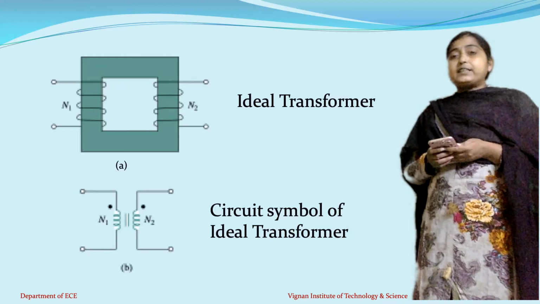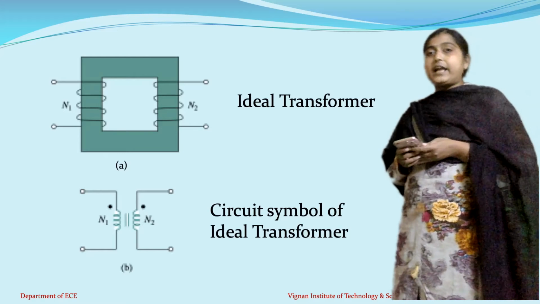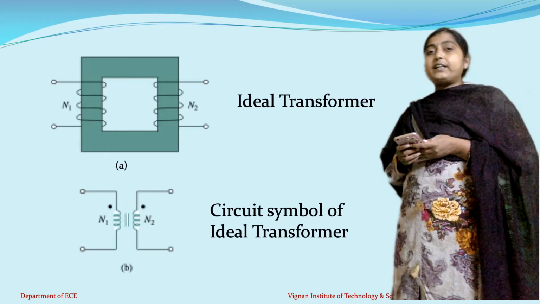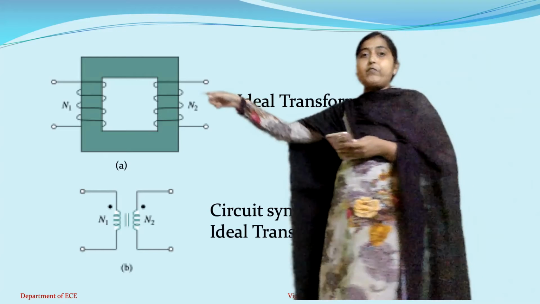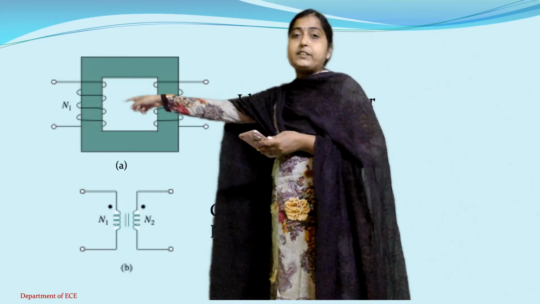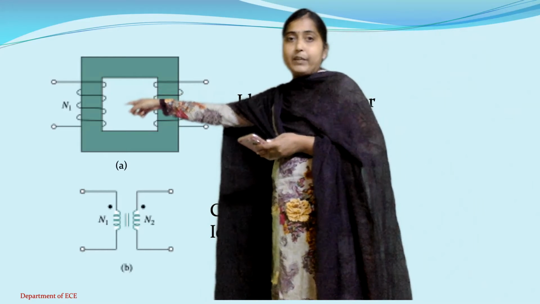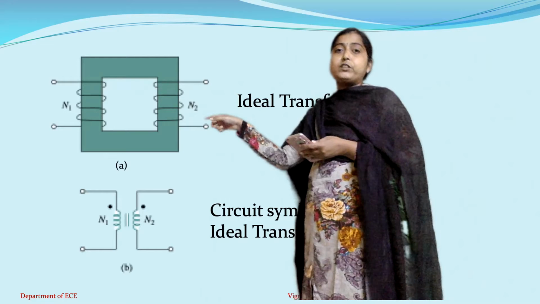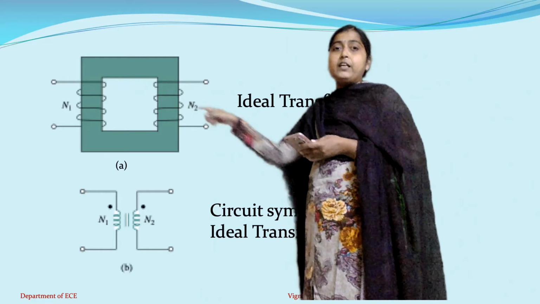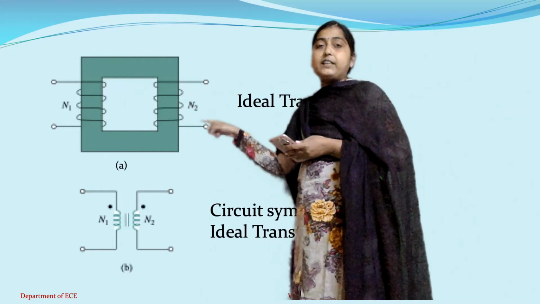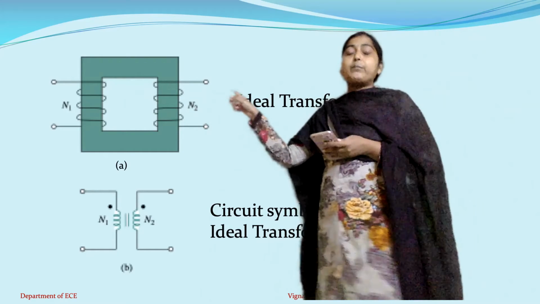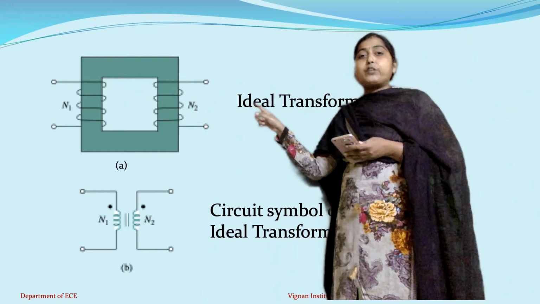Now, let us see how we represent an ideal transformer. An ideal transformer is basically represented with a particular symbol where this shows the number of turns N1, that is the primary winding, and this shows the number of turns on the secondary winding. N1 and N2 represent the number of turns on the primary winding and secondary winding. This is the representation of an ideal transformer.